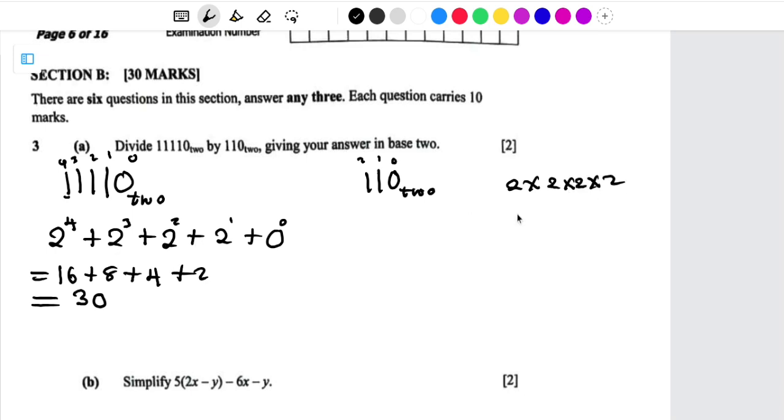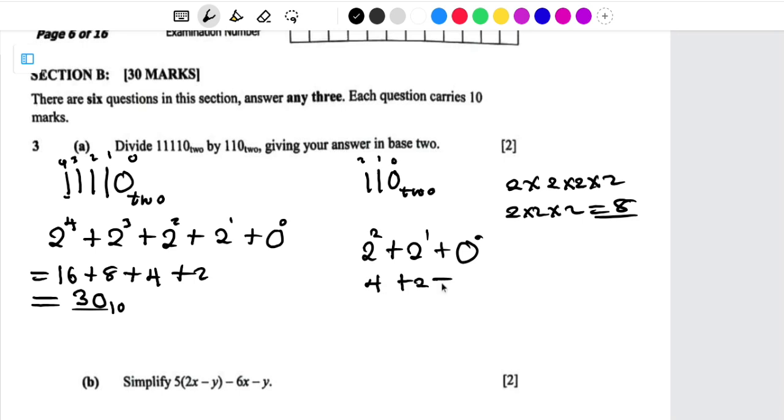Then come back to this one. 2 multiplied by 2 multiplied by 2. You're going to get 8. So this is what I'm doing. This one now is going to be in base 10. Then let's come back to this one. This one is at position number 2. So I'm going to say 2 to the power 2, plus this one, which is at position number 1, 2 to the power 1, plus 0 times 2 to the power 0. So this is going to give us 4, this is going to give us 2, and this is going to give us 6. And this is going to be in base 10. So this is what we have.